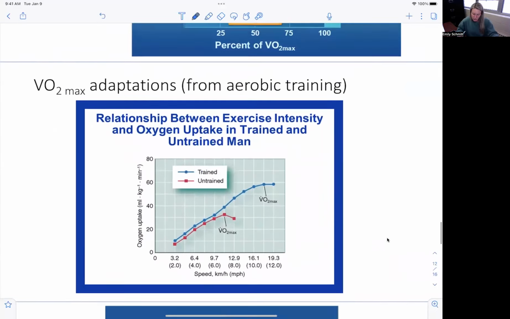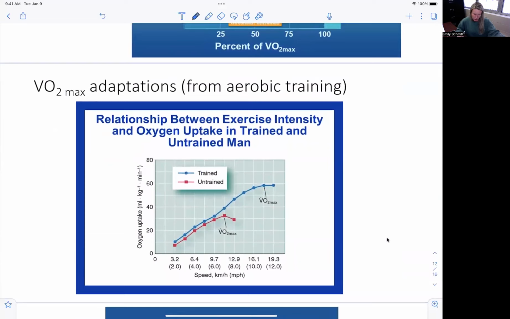So in continuing with our theme of adaptations from aerobic training, we do see a relationship between exercise intensity and oxygen uptake in trained and untrained men. So essentially what you're looking at here, pretty simple. The more that you train, the better aerobically fit you are, the higher VO2 max, and your ability to utilize oxygen more efficiently will be.